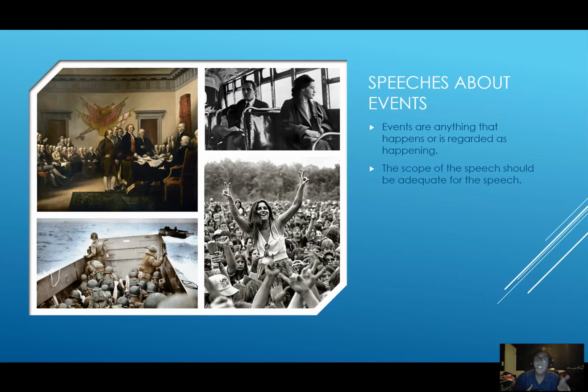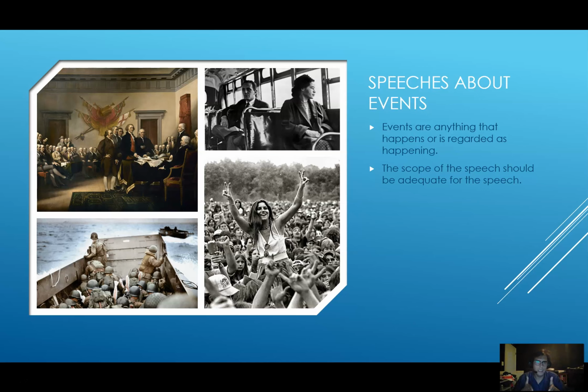Then we also have speeches about processes, and this is speeches about events. Events are anything that has happened or that happens or is regarded as happening. So, present tense or past tense. The scope of the speech should be adequate for the speech. So, this is, in essence, the Revolutionary War. That's a bit too big of a scope.